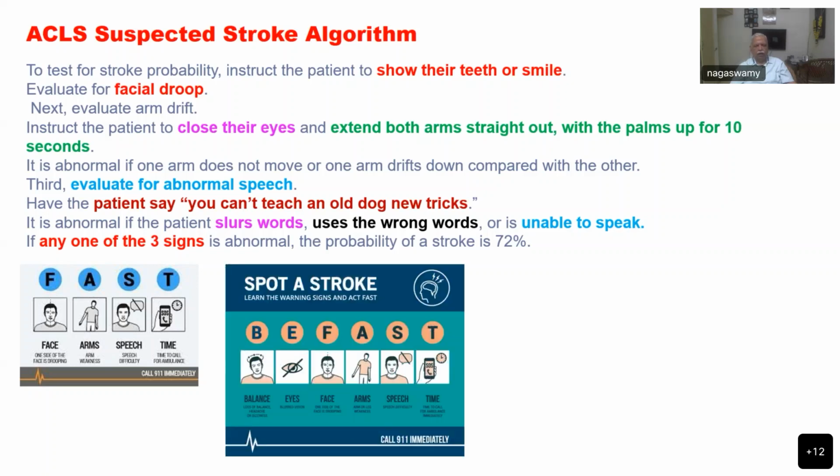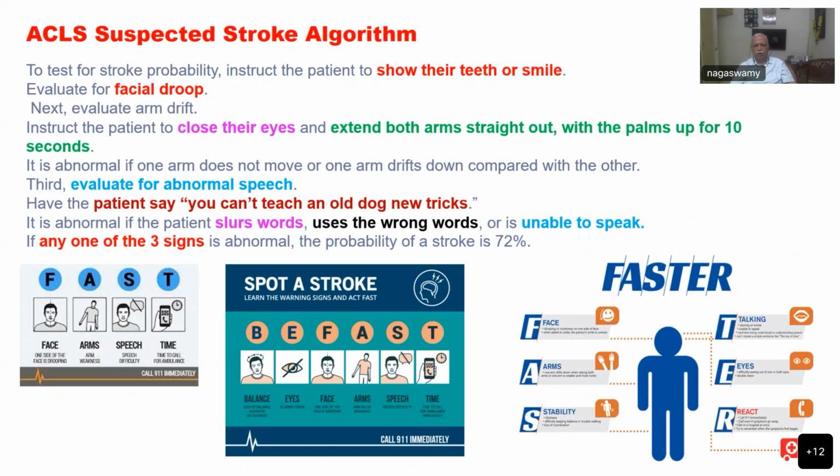Two more things have been added to the earlier FAST acronym, and that is called the BE FAST acronym. The B stands for balance. Sometimes patients are not able to balance themselves. They have giddiness, and eye signs like blurring or rotating eyes are now included along with the facial, arm and speech problems. And again, time is given more importance. So the latest version of the acronym is BE FAST rather than just FAST.